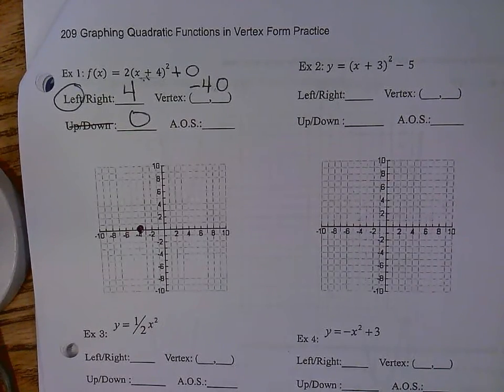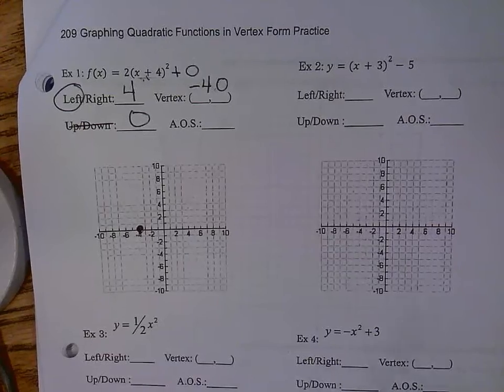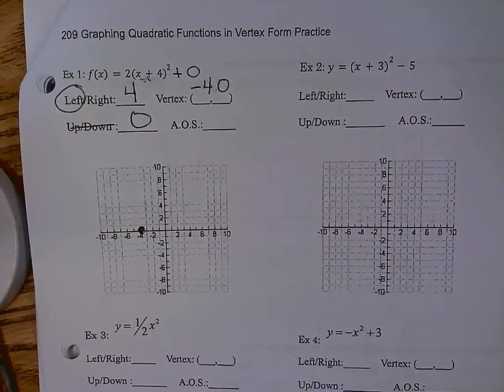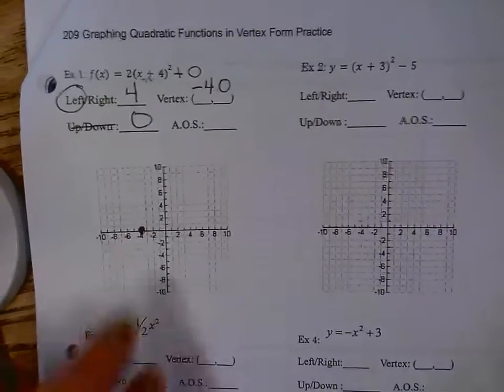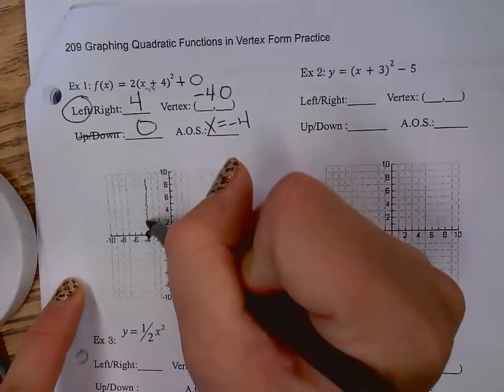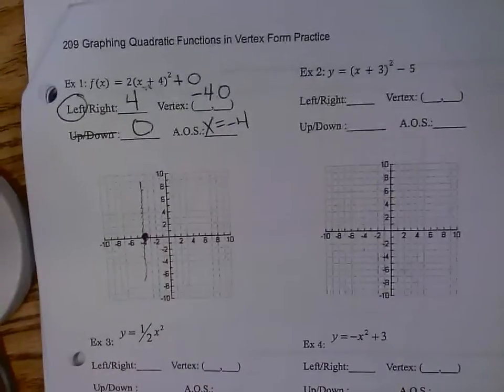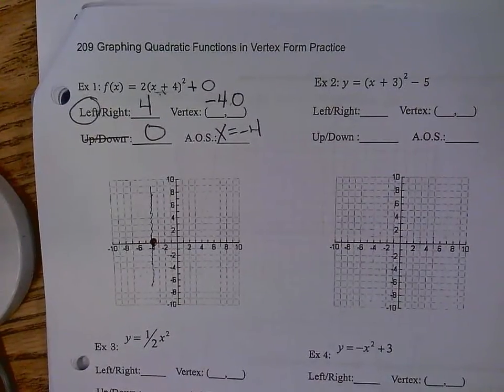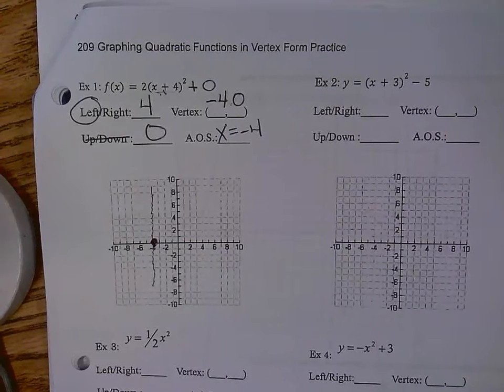AOS stands for axis of symmetry. So if I was going to draw a line down the center of the parabola, it always goes through the vertex. And a vertical line is x equals. So I'm going to write this as x equals -4, because there kind of is this imaginary vertical line that cuts through the vertex. You don't have to draw the vertical line, but that's what it's talking about. So from there, I do the parent movements. Sorry, these didn't print out great.